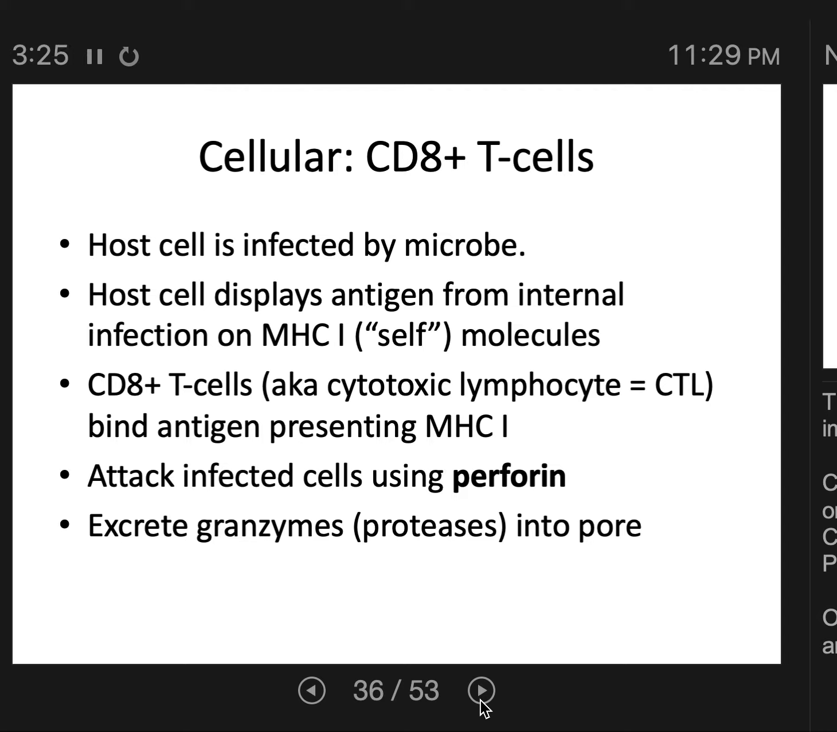Granzymes, you could also call them proteases. A protease is an enzyme that breaks down protein. So what this T cell has just done to your host cell is punch a hole in it, and then spill proteases into the infected cell, and the proteases are going to digest all the proteins inside that cell. That's going to result in apoptosis, so that cell is then going to die.